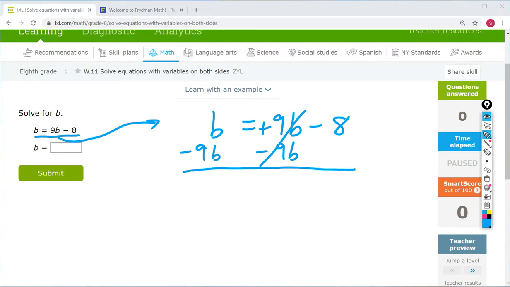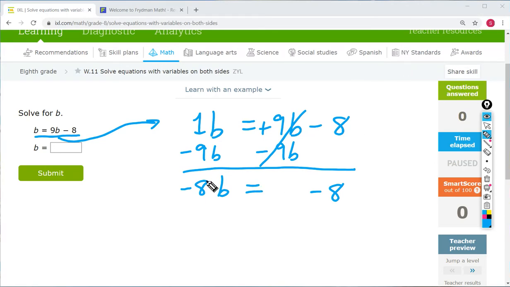So this cancels out, and this minus 8 now becomes a negative 8 equals, don't forget to copy the equal sign. Now this b here is like 1b. So we have 1b minus 9b is equal to negative 8b. 1 minus 9 is negative 8.